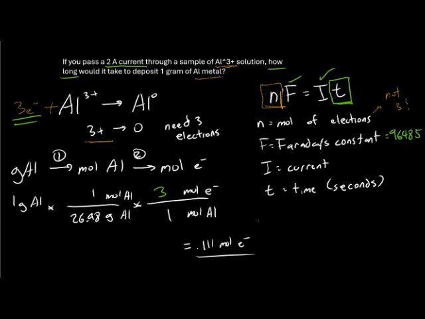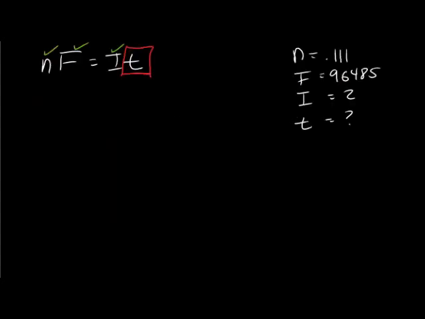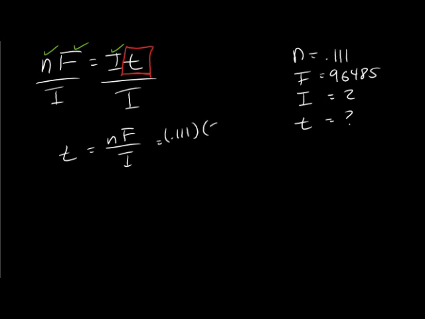Now that we know that the current is 2 and we know our moles of electrons are 0.111, we can do the algebra to try to find time in seconds. For our algebra, we can divide both sides by I. And so time will equal n times F over I. Our n was 0.111, our F was 96485, and then our current is 2 amperes. Then we can go straight to a calculator, and this will give us our time in seconds. We'll end up with approximately 5364 seconds.